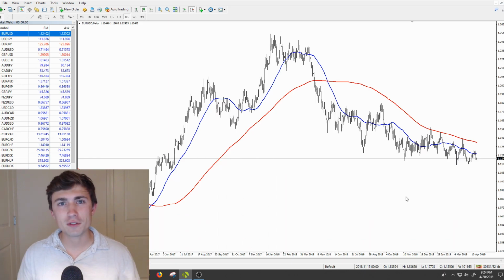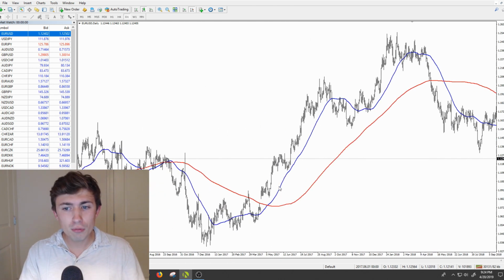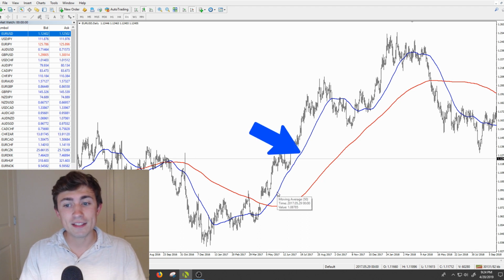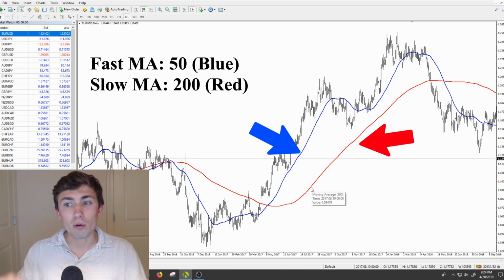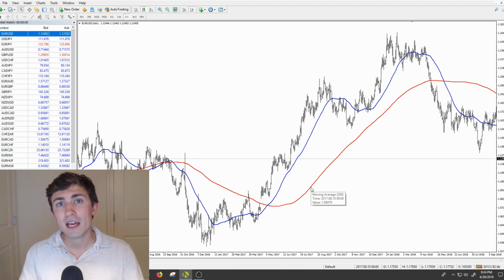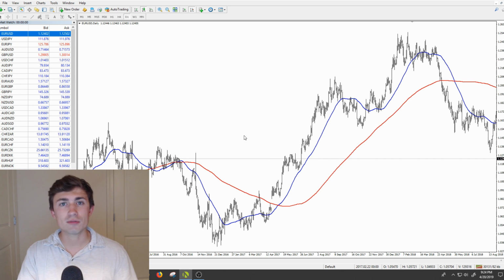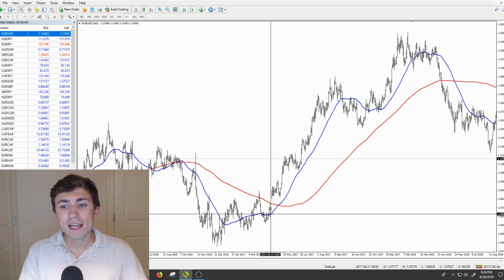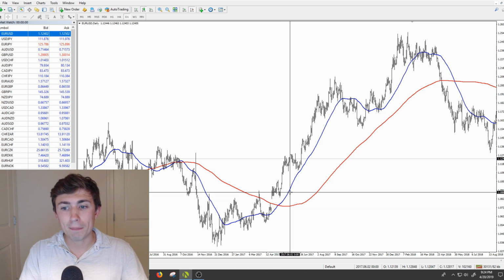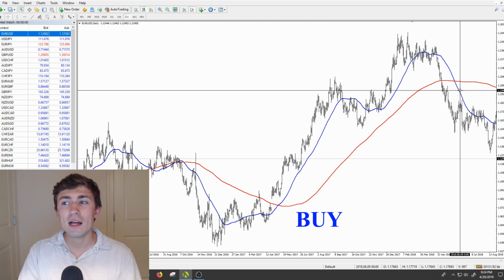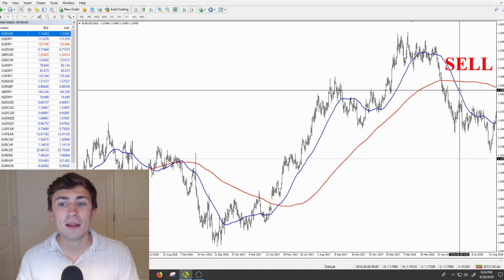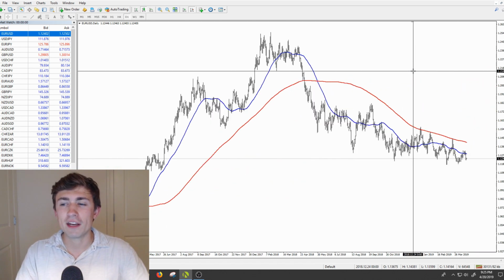A moving average crossover strategy is a very popular strategy among new traders because it's very simple. Essentially, you have two moving averages: a fast moving average, in this case our blue line, which is our 50 period, and a 200 period or red line, which is going to be our slow moving average. When the blue line crosses above the red, that's a bullish or buy signal, and when the blue line crosses below the red, it's a sell signal. At first glance, this looks like a very simple and effective idea.